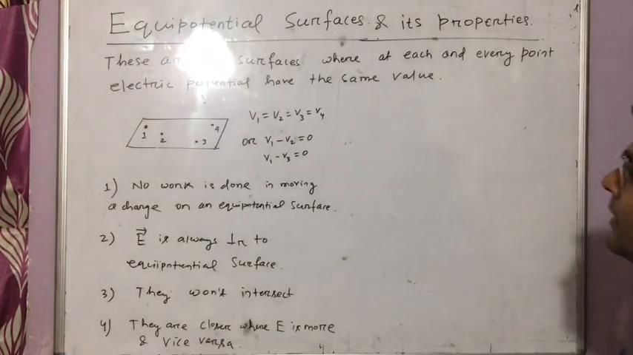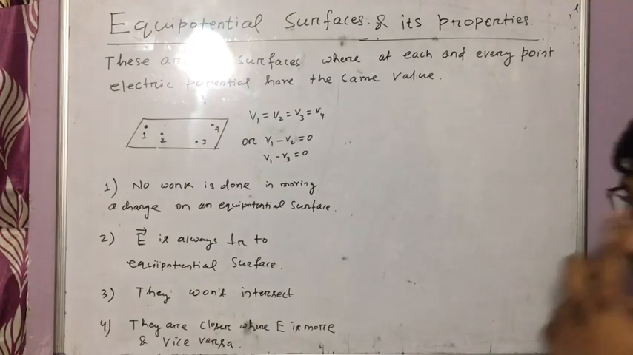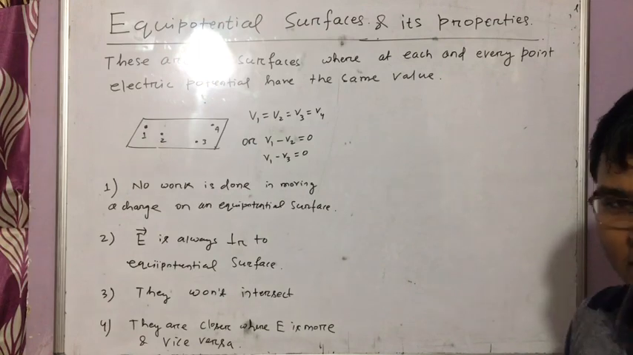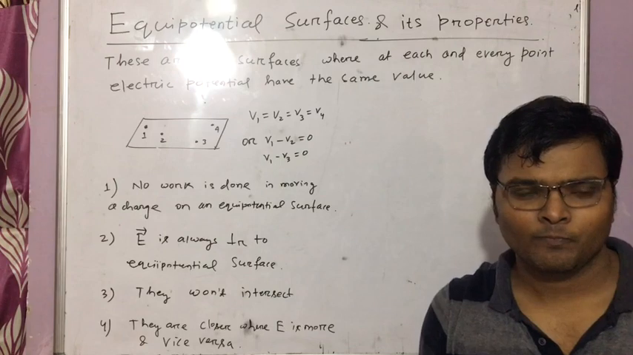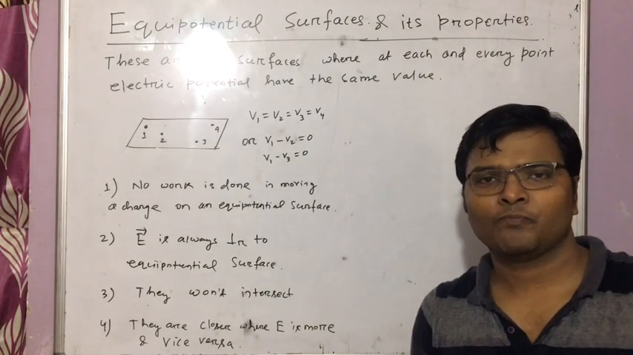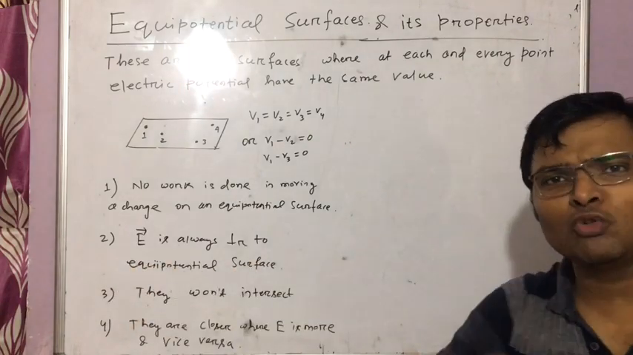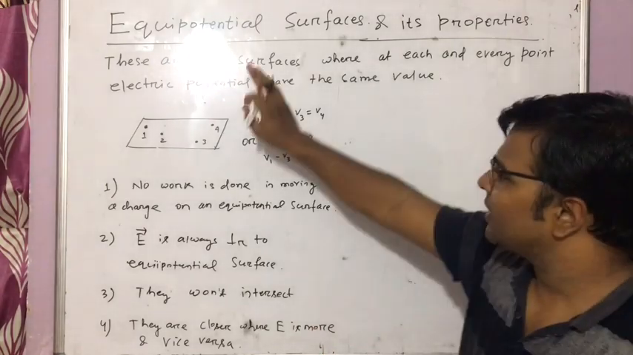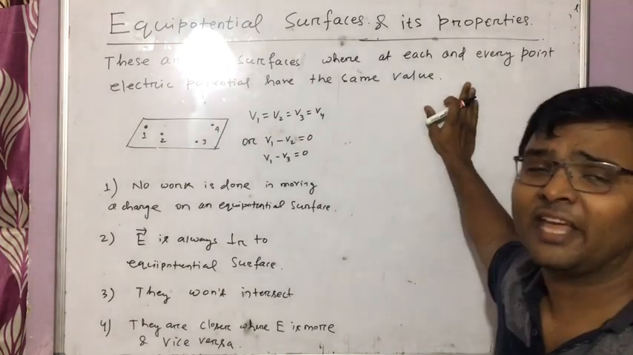Now students, let me explain the equipotential surfaces and their properties. I have just now said what equipotential surfaces are. These are the surfaces where, if you take any 2 points on the surface, the potentials at the 2 points are equal, or the potential difference between the 2 points is 0. These are the surfaces where at each and every point the electric potential has the same value.